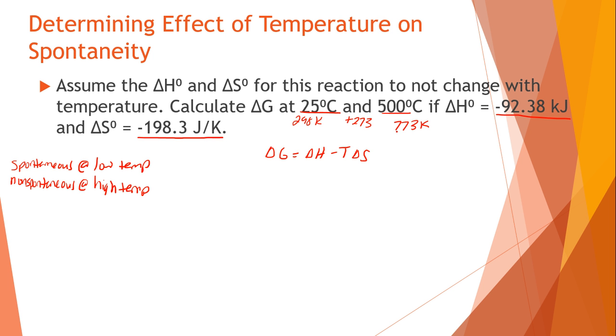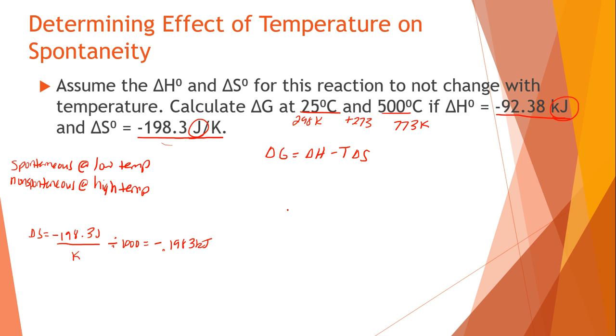The other thing you have to make sure is in the appropriate units, just like the last section, is that your delta H is in kilojoules, your delta S is in joules, so we need to change your delta S value. So if your delta S is negative 198.3 joules per Kelvin, in order to change joules into kilojoules, you are going to divide by 1,000. And that gets you negative 0.1983 kilojoules.